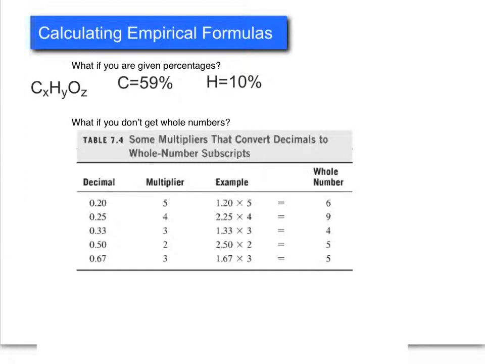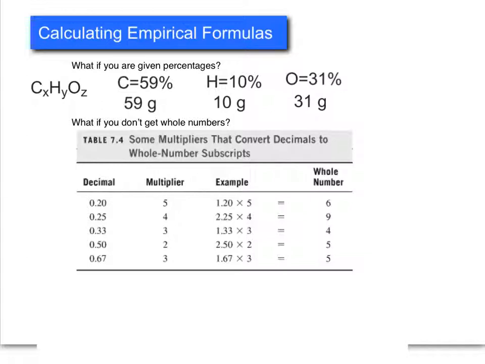So that would mean if we have 59% carbon, then 59 grams of that would be carbon, and 10 grams of that would be hydrogen. And then we can also figure out from this problem, if we know the remainder must be oxygen, then that tells us that 31 grams of that sample would be oxygen. And then we can just go through the same procedure that we did on the last problem, converting to moles, then dividing by the smallest number of moles to get the ratio.